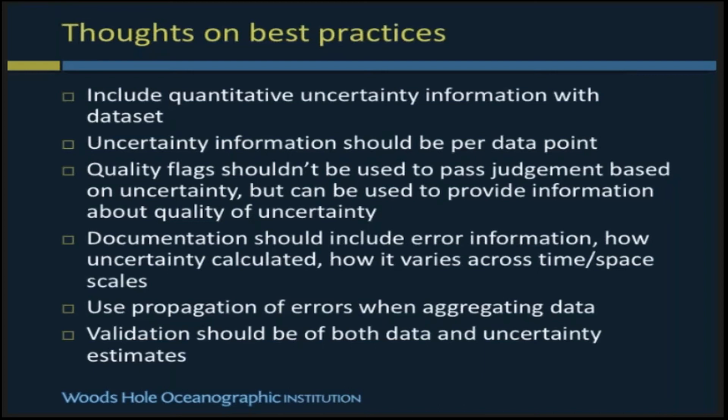Uncertainty information should be per data point. Quality flags I mentioned. Documentation should include error information, how you calculated the uncertainty. Propagation of errors should be used when aggregating data. And when you validate your data sets, you should be validating both the data itself and your uncertainty estimates as well. So I'm just going to leave you with that, and thank you very much.